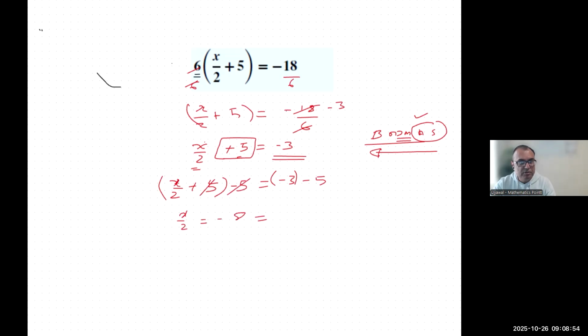And now you can get rid of this 2 by multiplying 2 on both sides. And this becomes x equals -16. All right, cool. Let's maybe try one more. I'll go to the next page now.